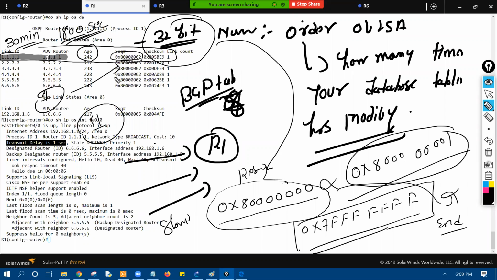There are 2 conditions when the sequence number will be incremented. One is when your database table has been modified. Modified in the sense of what? If I'm receiving some new information about this router LSA. And second thing, if your timer gets reset.